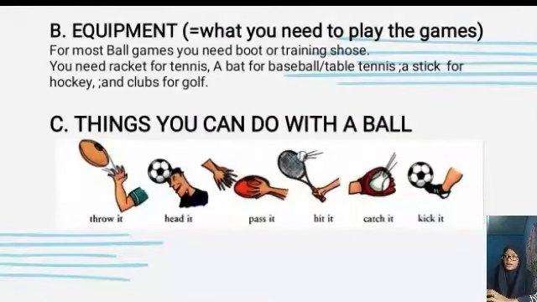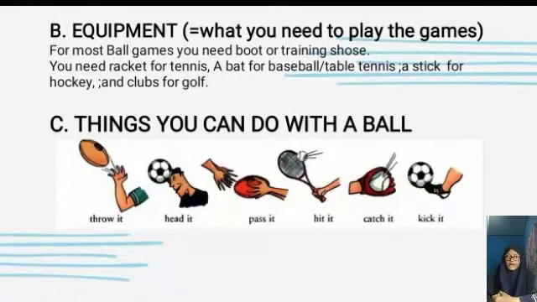Next is the equipment you need to play the games. For most ball games you need boots or training shoes. And you need a racket for tennis, a bat for baseball or table tennis, a stick for hockey, and clubs for golf.